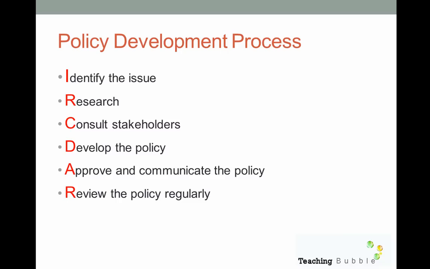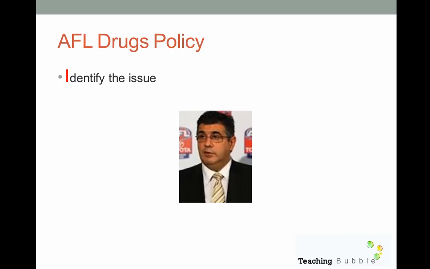So let's go through an example. Now this is just a made up example. This isn't fact, and this isn't exactly how they did it, but this is just an example to hopefully show you how someone would go through this policy development process. So let's say the AFL Drugs Policy, their illicit drugs policy or any kind of drugs policy. First of all, they need to identify the issue or the problem.